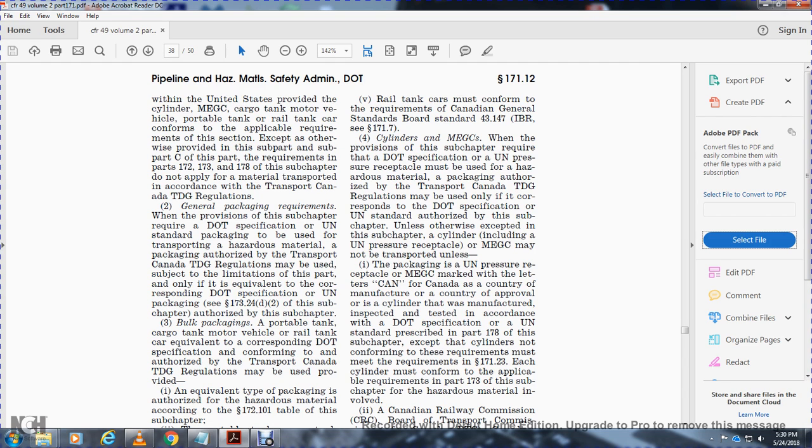With the approval of the cylinder that has been manufactured, inspected, and tested in accordance with the DOT specification or UN standard described in Part 178 of the subchapter, except that a cylinder that does not conform with these requirements must meet the requirements of 173.301. 171.23: each of the cylinders must conform with the applicable requirements of Part 173 of the subchapter for the material involved.